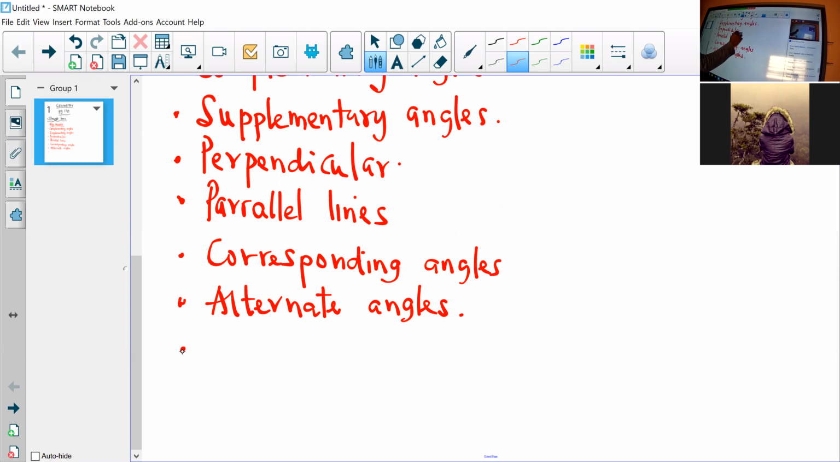Parallel lines. Let me do something here. And transversal line. Let me just add that. Parallel line and transversal line. Good. Let the games now begin.